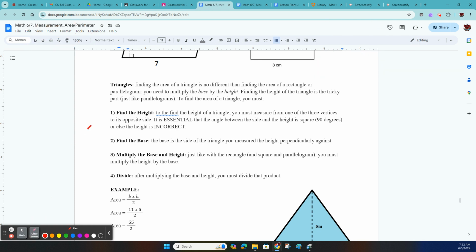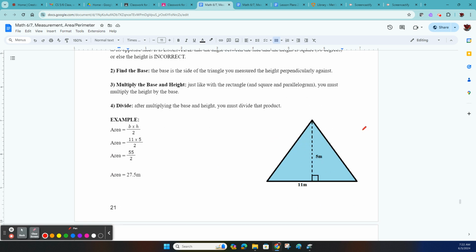And moving on. So triangles. Finding the area of a triangle is no different than finding the area of a rectangle or a parallelogram. You need to multiply the base by the height. So that's awesome. Now you may be thinking, cool. Area is equal to base times height. It worked for rectangles. It works for squares. It works for parallelograms. So it just works for triangles. Easy peasy. Not quite. Not 100%.